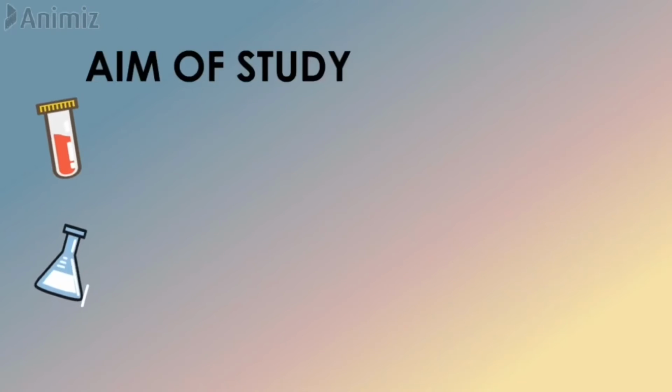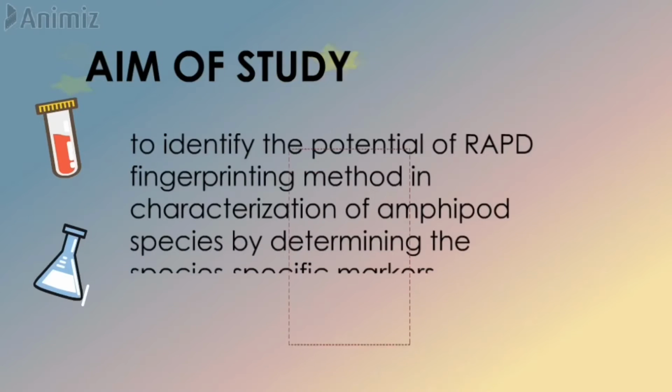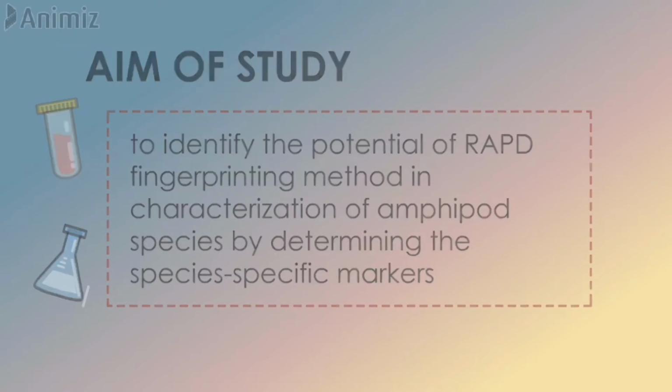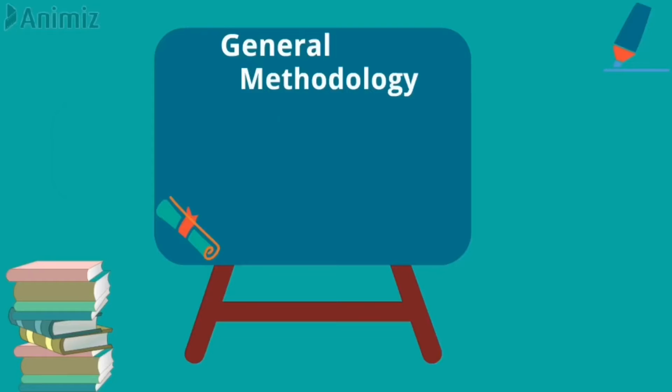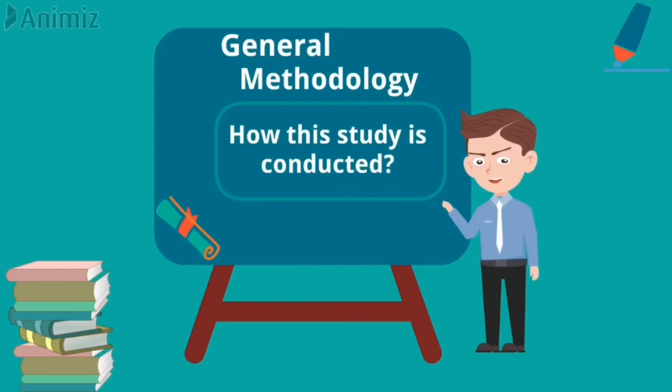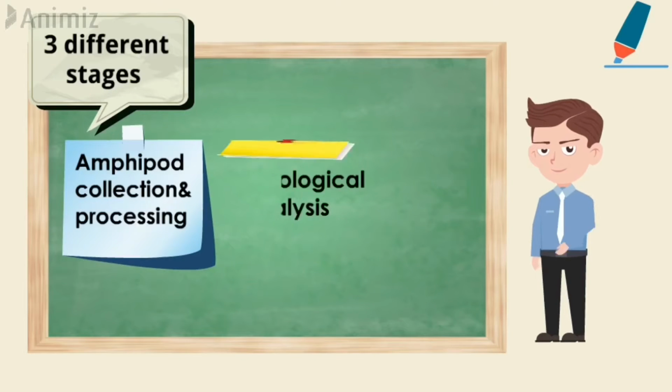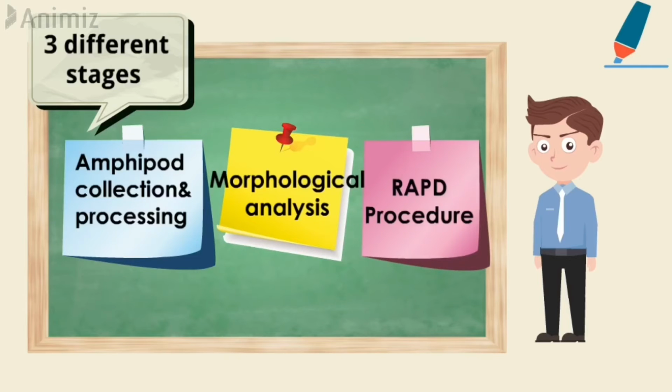Thus, the case study was conducted to identify the potential of RAPD in the characterization of amphipod species by determining species-specific markers. Let's see the method utilized in this study, which involved three different stages. The first stage is amphipod collection and processing. Second is morphological analysis, and third is RAPD procedures.